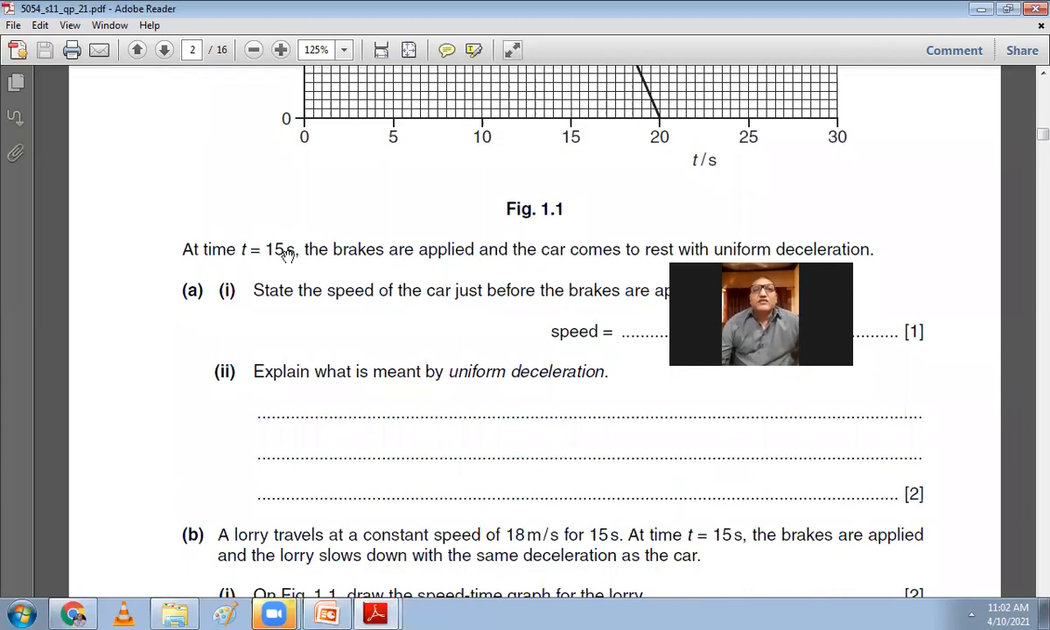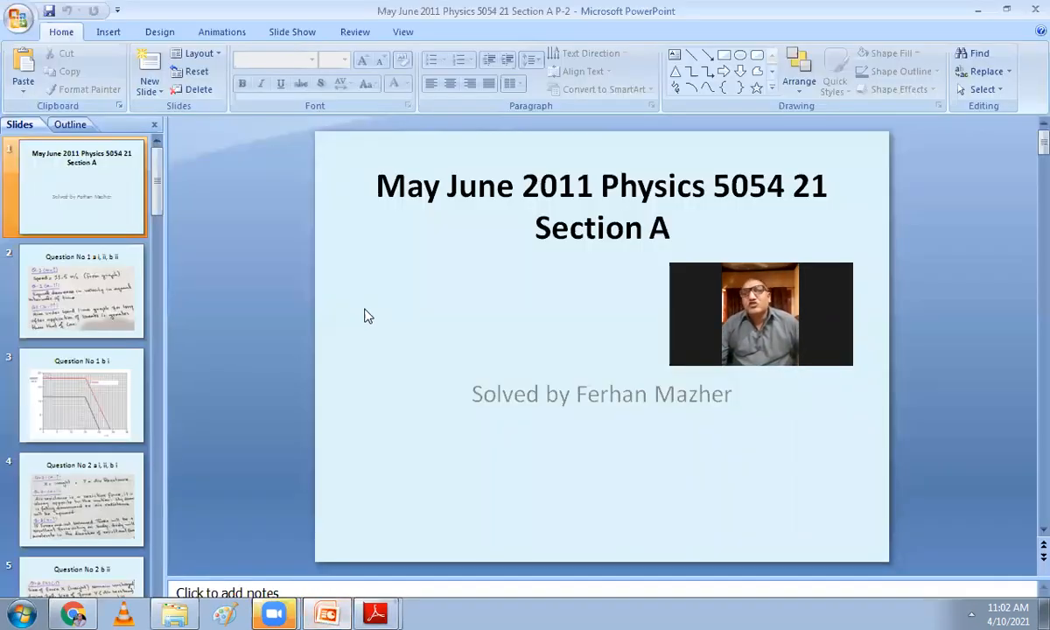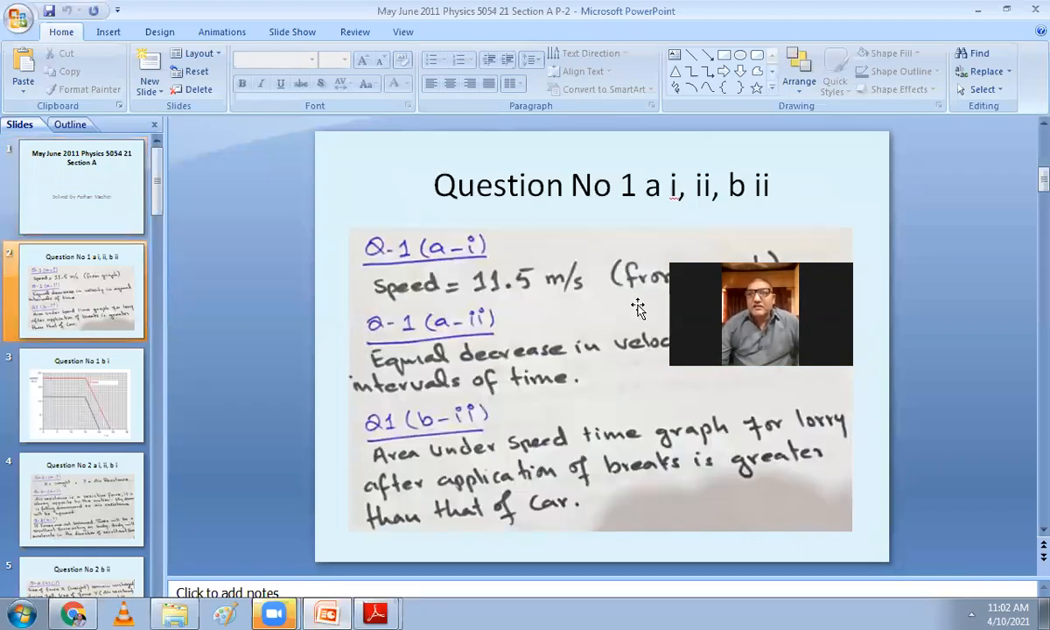Okay, the next question. Explain what is meant by uniform deceleration. You see, deceleration means the decrease in the speed. So uniform deceleration means an equal decrease in the speed in equal intervals of time if the body is moving in a straight line. Or in other words, you can say an equal decrease in velocity in equal intervals of time, the body is moving with uniform deceleration. So I have written this answer. It's a 2-mark question. Let me show you my answer. And here we go.